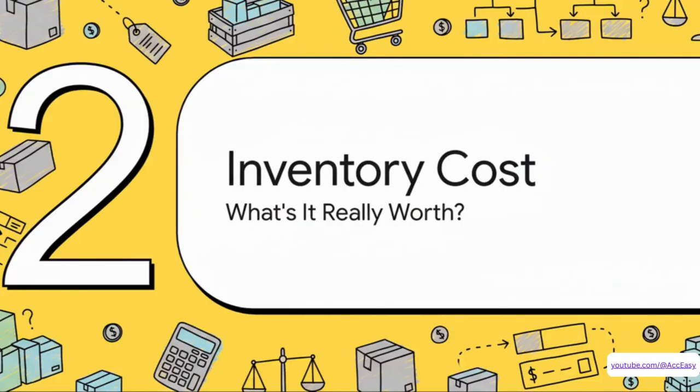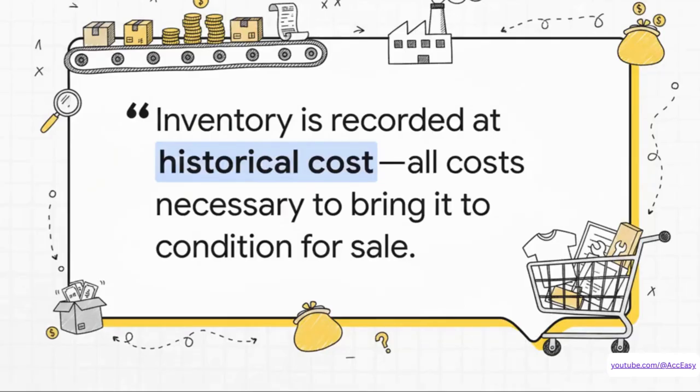Okay, so we know what it is, but how do we actually put a dollar value on it? As you're about to see, it's not always as straightforward as just looking at the price tag. The big guiding rule here is something called historical cost. And all that means is that you have to account for every single cost it took to get that item ready and in the right location to be sold. It's the true all-in cost.